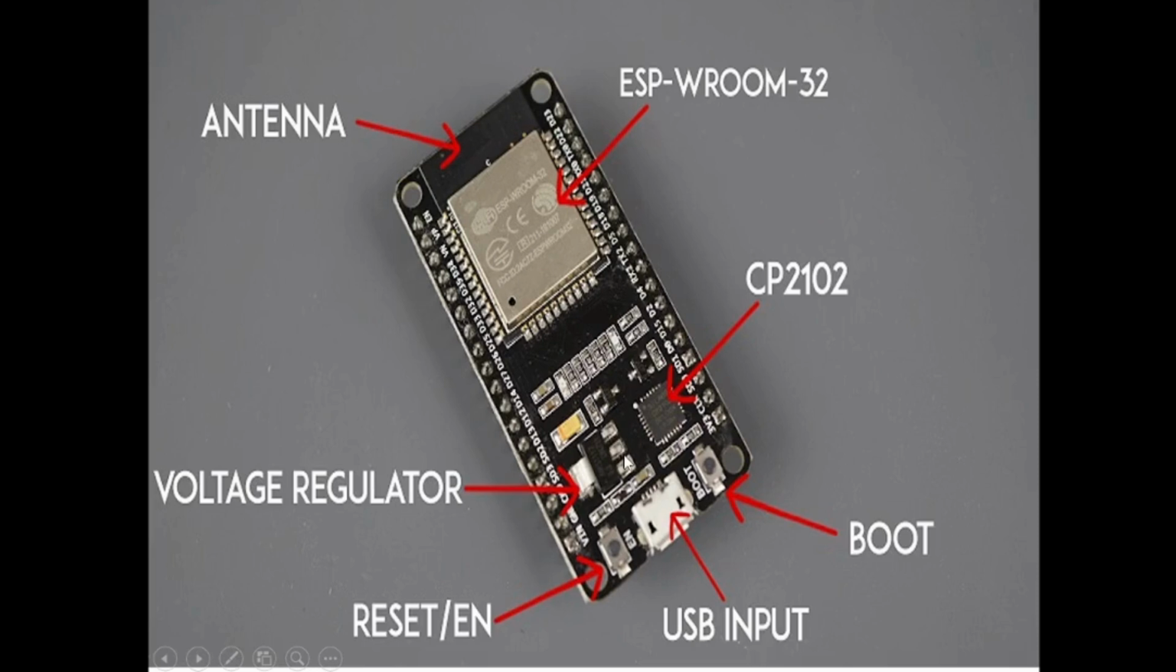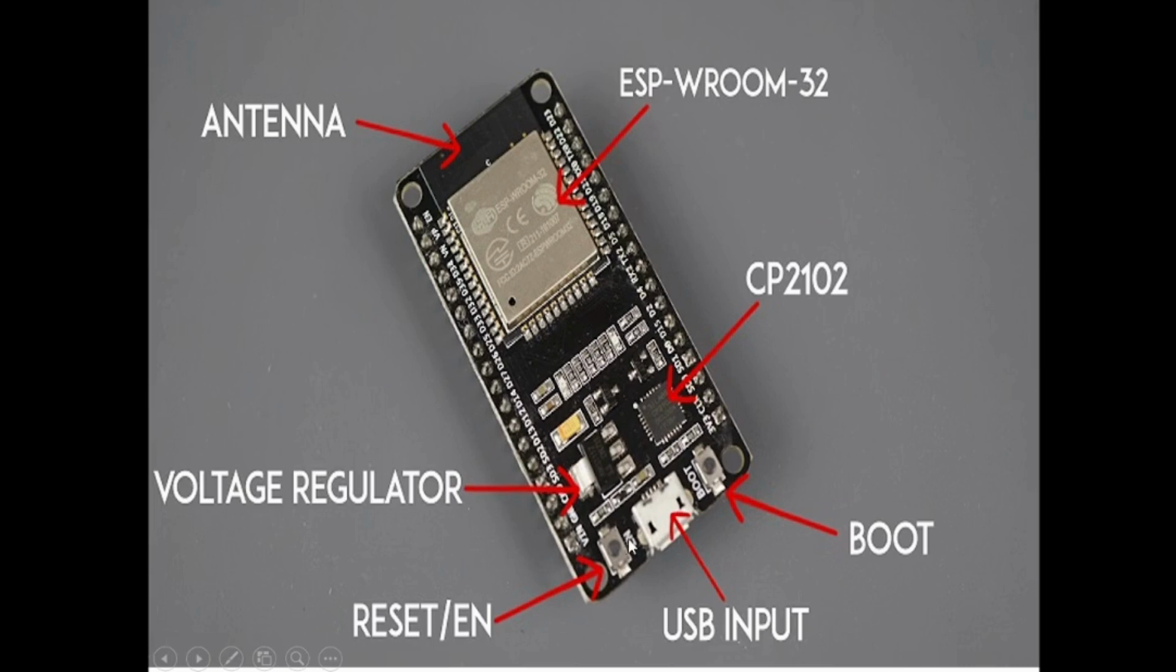So this board works at a 3.3 to 5 volt operating voltage. The USB port lets us upload the program and also provides the power supply. Then the boot button is used when we start to upload; for booting purposes we need this boot button. Then EN is known as the reset pin.